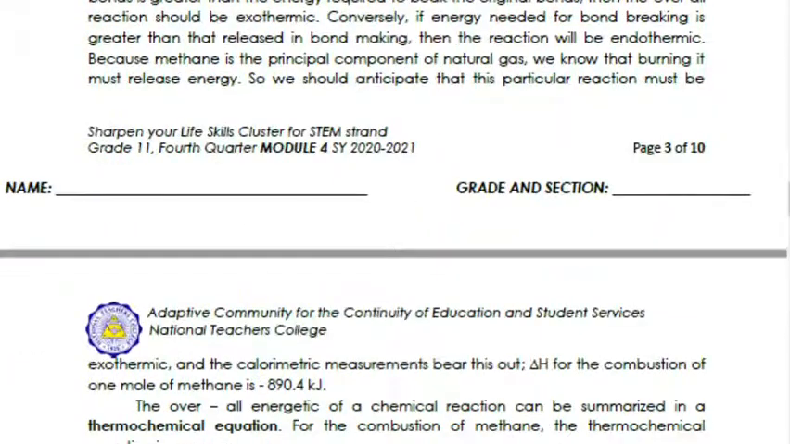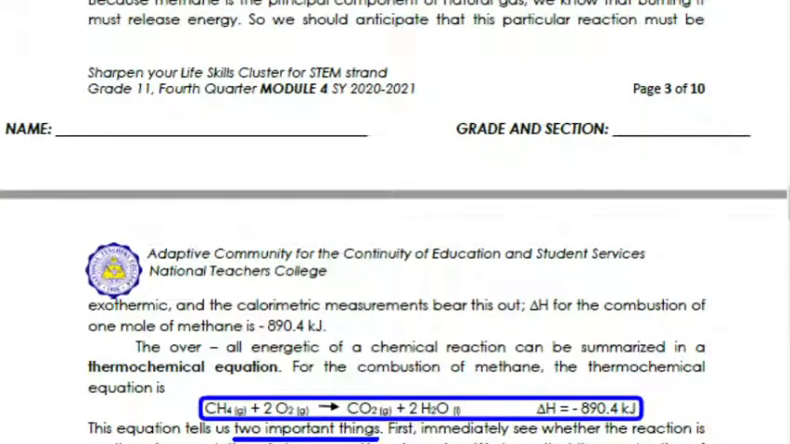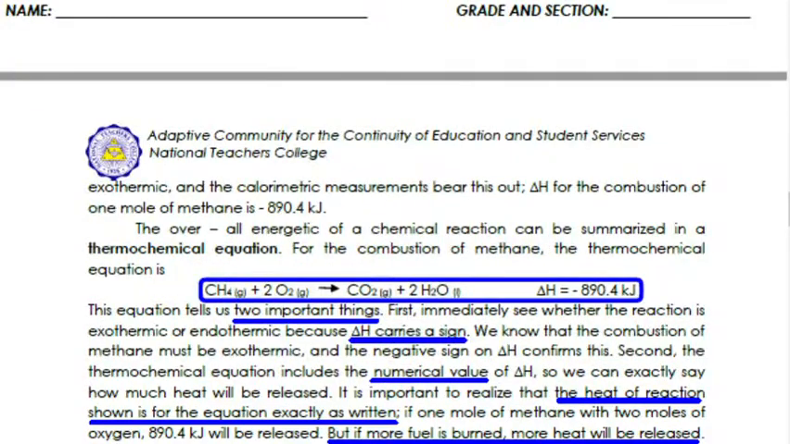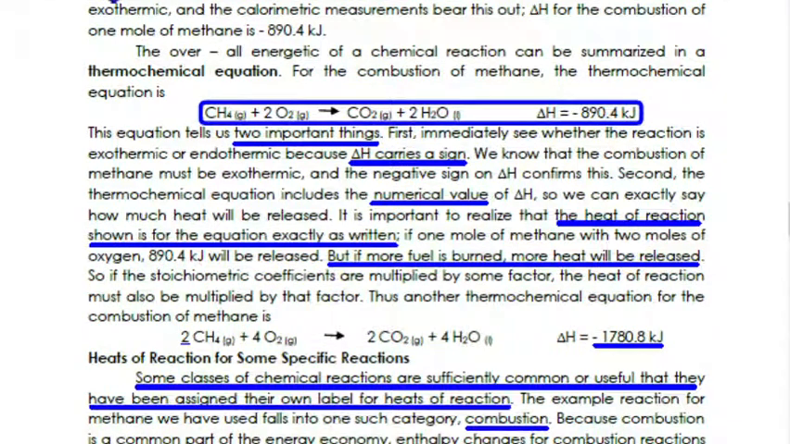Then, below is a given thermochemical equation. This is an example of a thermochemical equation, the one in the box. In this thermochemical equation, we will see two important things. First is the delta H sign. What does it say? And then the numerical value.